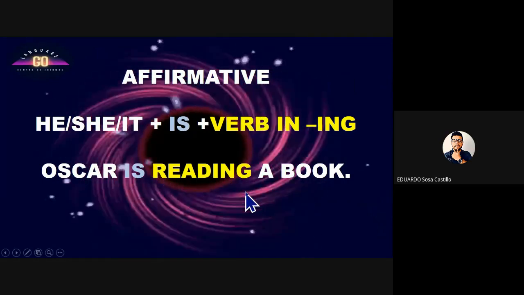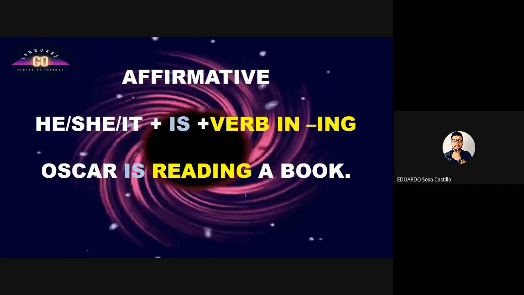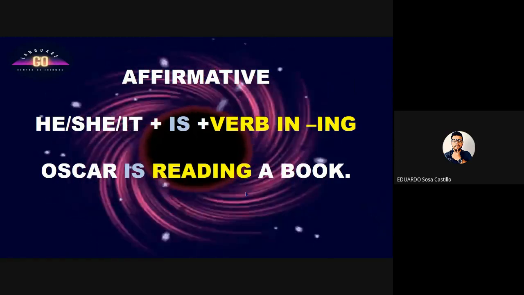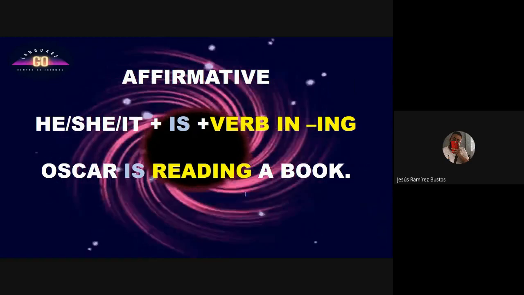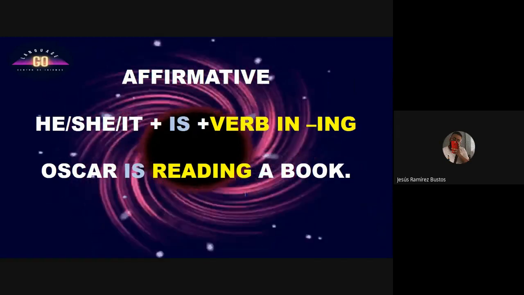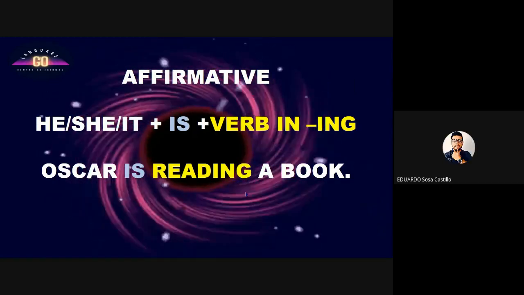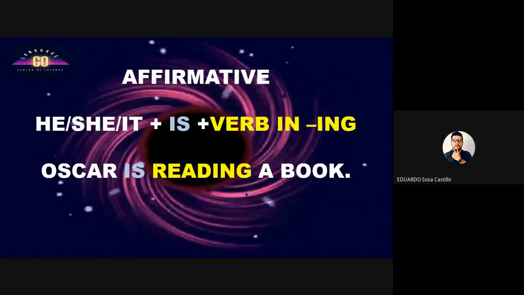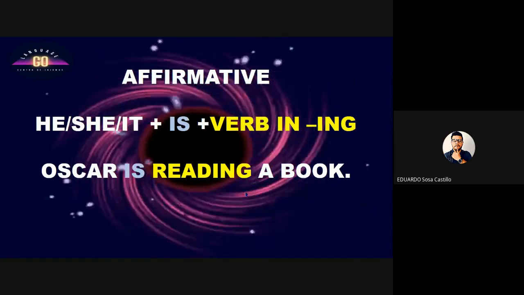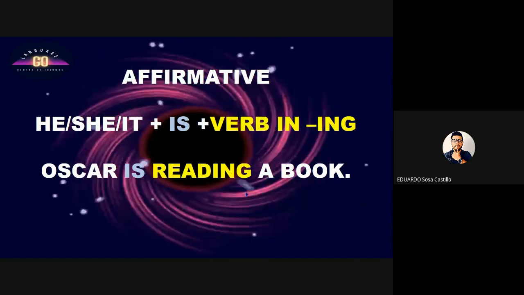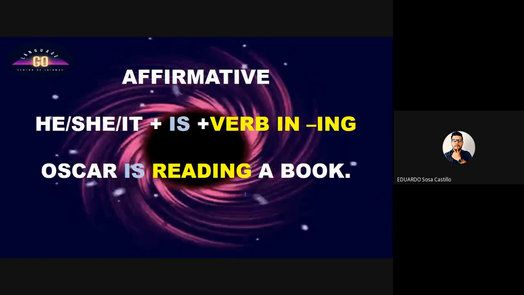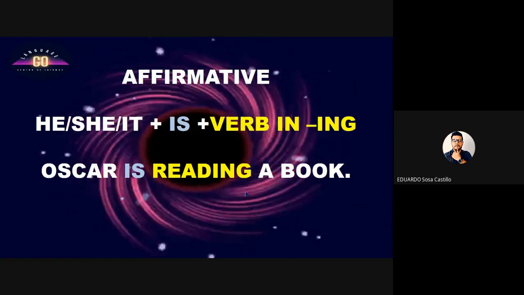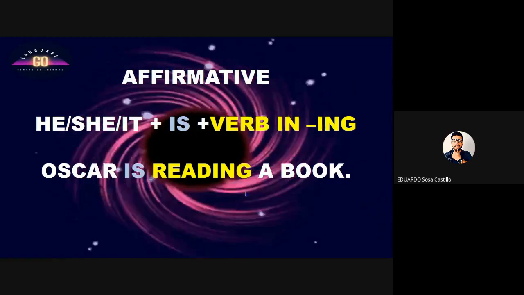Could you help me read this example, Jesus? Come on, about Oscar. Oscar is reading a book. Exactly. The action is happening in this moment to a person whose name is Oscar. So this is just with pronouns he, she, it, as I was telling you.